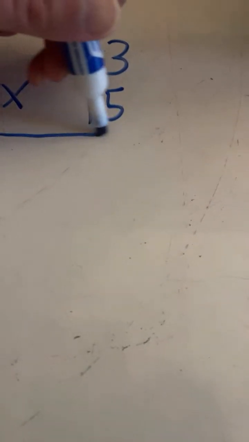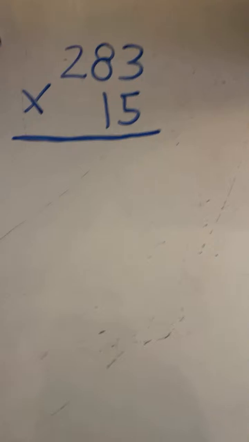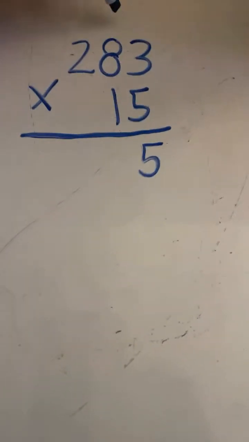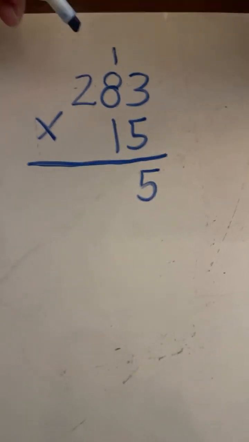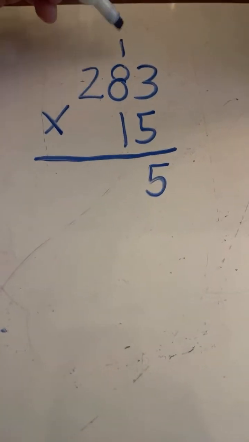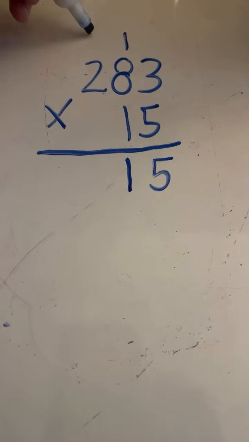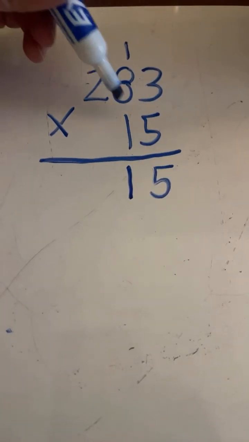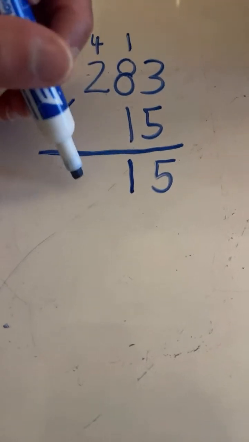All right, 283 times 15. It's kind of an easier one here. All right, 3 times 5 equals 15. 5 carry the 1. 8 times 5 equals 40, plus 1 equals 41. 1 carry the 4. 2 times 5 equals 10, plus 4 equals 14.